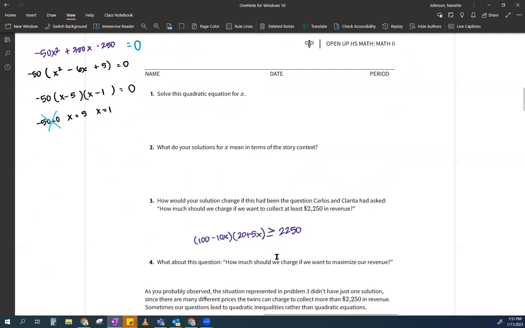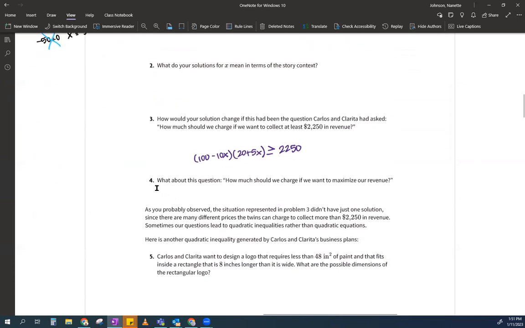And why is it okay to be greater than? It's okay because guess what? It's okay if we collect more money. So last question, and then I'm going to pause you guys. It says, what about this question? How much should we charge if we want to maximize our revenue? Maximize our revenue. Huh. Maximize our revenue. What does that mean?